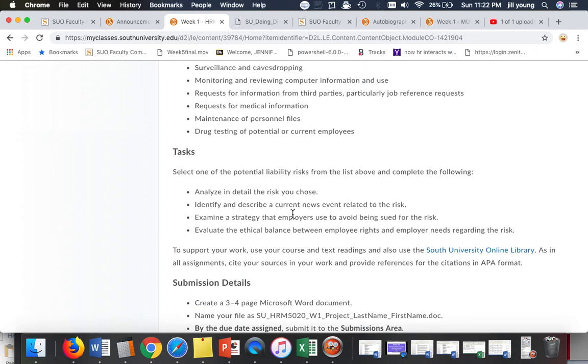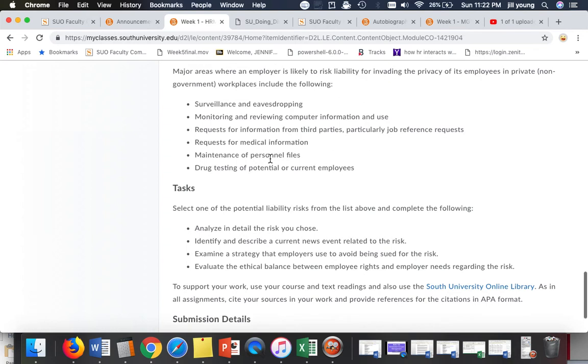Identify and describe a current news event related to the risk. So you're going to do research. Pick one of these, do research on that topic. Find a current event. And then examine a strategy that employers use to avoid being sued for the risk. So how do employers avoid being sued for surveillance or eavesdropping?